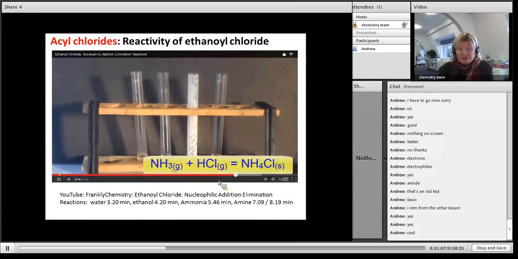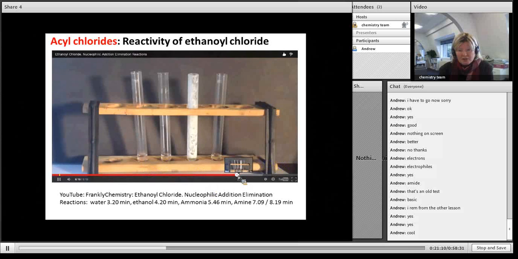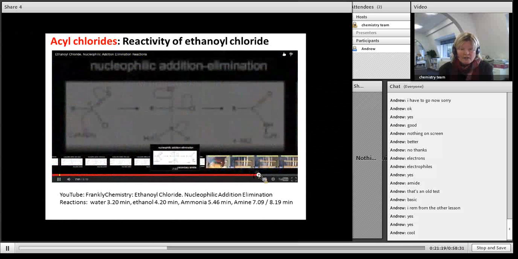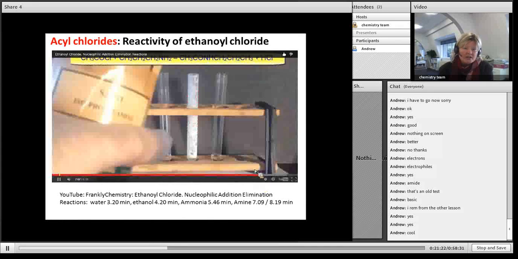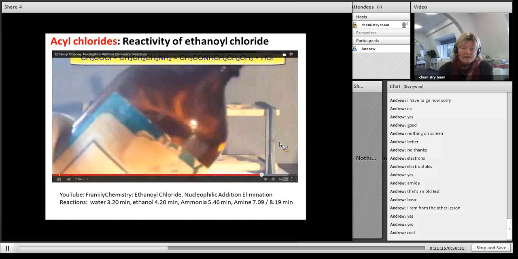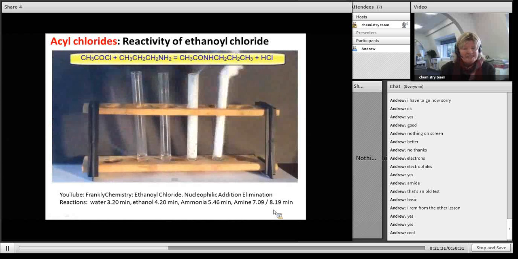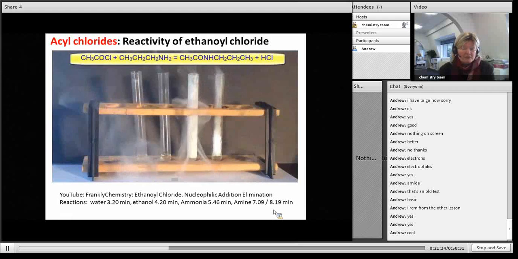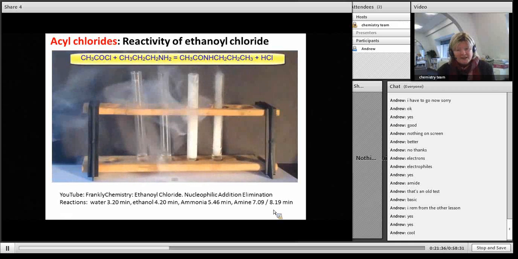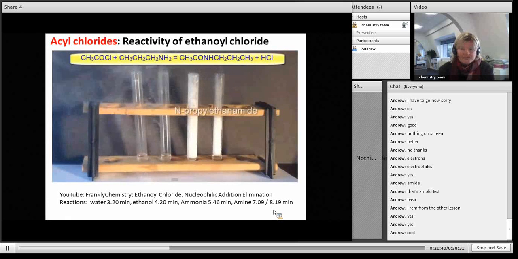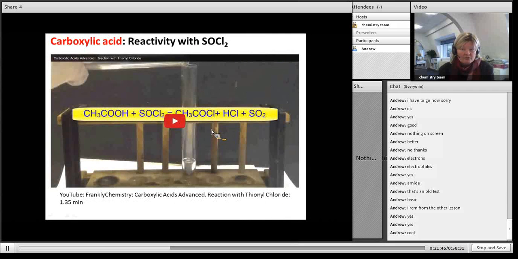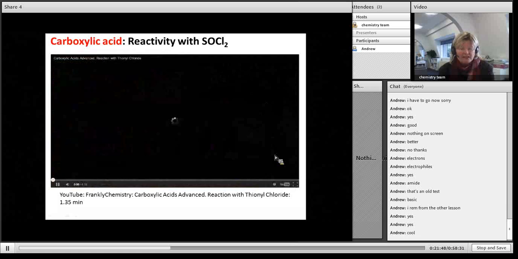And if I do the last one, I'm adding now a primary amine to the ethanoyl chloride. And if I just find my cursor, it always disappears. Okay, right. So there is the primary amine, and it's now being added. And can you see you get that solid amide? It's now a secondary amide over there, but it forms straight away, and you can see all the fumes. It's the most reactive of the lot. So that's a good one to look at, but you don't need to know the different types of mechanisms. That's also shown there.